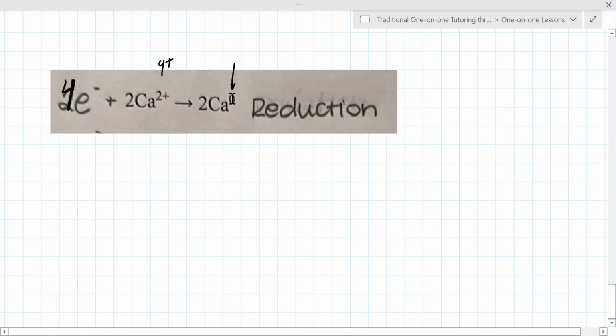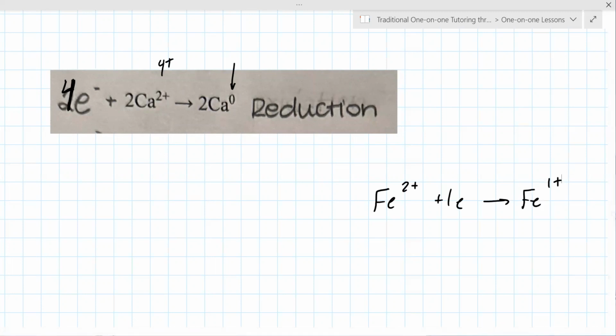It's not always 0. Like the examples I was looking at, it doesn't always change. I was looking at stuff like Fe2 plus 1E becomes Fe1 plus. So it's not always 0, but I think you'll see the pattern really quickly here. Let me snip in a few more of these.